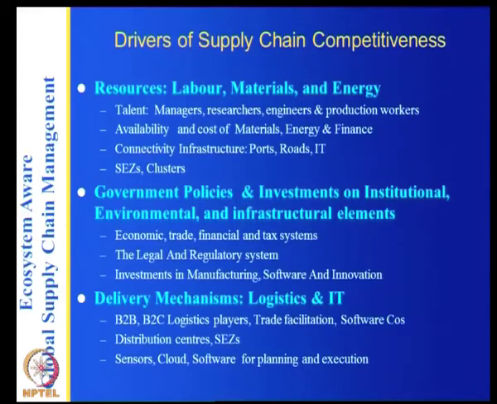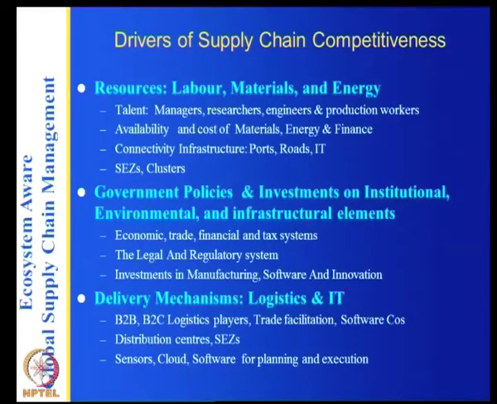So what we did here is we have said what the drivers for competitiveness are, or the so-called parameters, investment climate, whatever you want to call it. There are resources, government policies, and delivery mechanisms. Now we have subdivided the resources into human resources, materials, energy, finance, and so on, and also the information structures, clusters, and so on. That is how we have divided. And we have also divided the government policies into economic, trade, financial, and tax systems, the legal and regulatory framework, and so on, and the delivery mechanisms into this. So by looking at this, what you are trying to do is build the supply chain ecosystem.